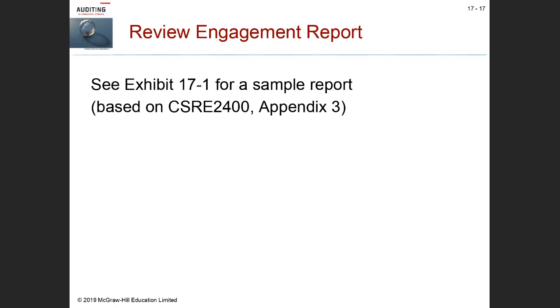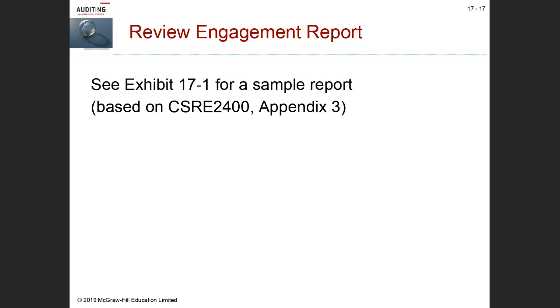So the type of report, you can look at it there, and you'll see the format looks very similar to that of an audit engagement report. But of course it's much shorter, because we don't have things like other matters, we don't have things like key audit matters, some of the other types of paragraphs that we talked about with respect to an audit report.